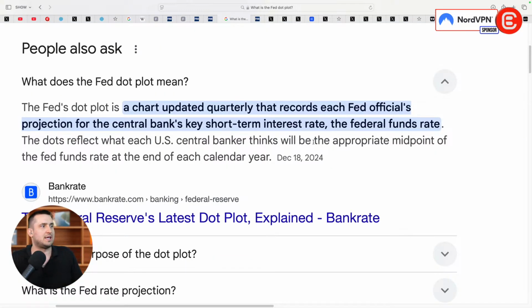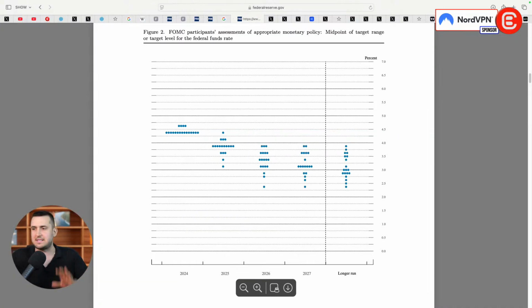The dot plot is, as it says, it records the Fed officials' projection for the central bank's key short-term interest rate, federal fund rate. So this is how it looks. You might have heard this, but again, I just want to clear this out for everybody because this is super, super important for today. So you look at this and you go like, what on earth is this? Well, very simply put, this is the projection for the next years of the Fed officials. This is from December, okay?